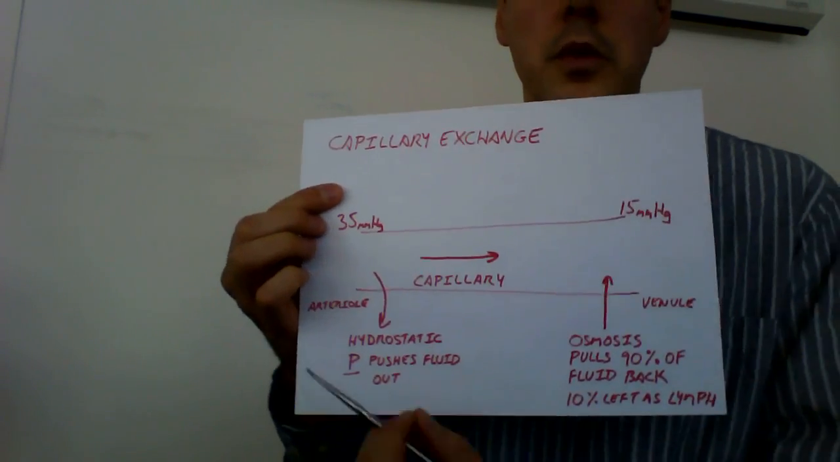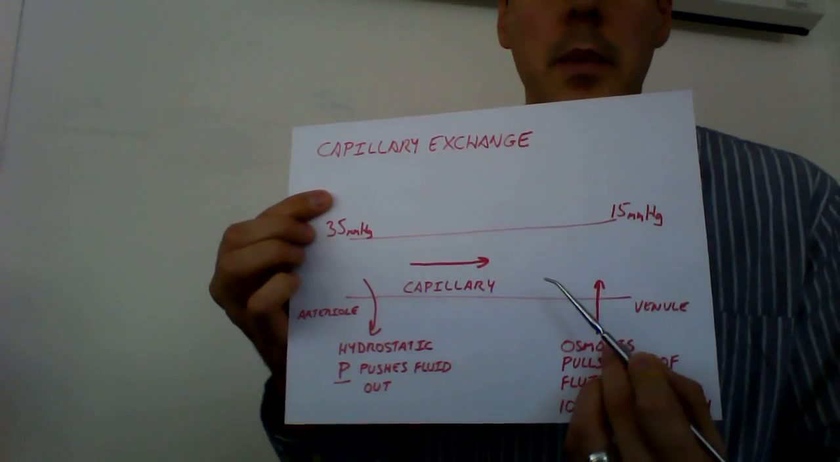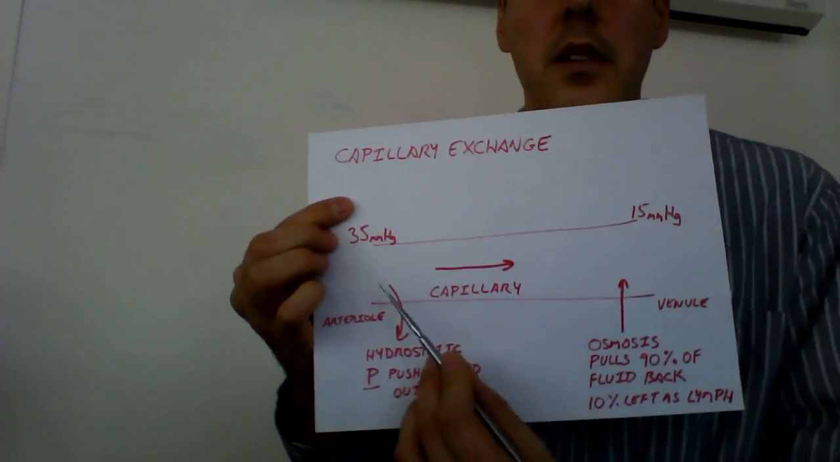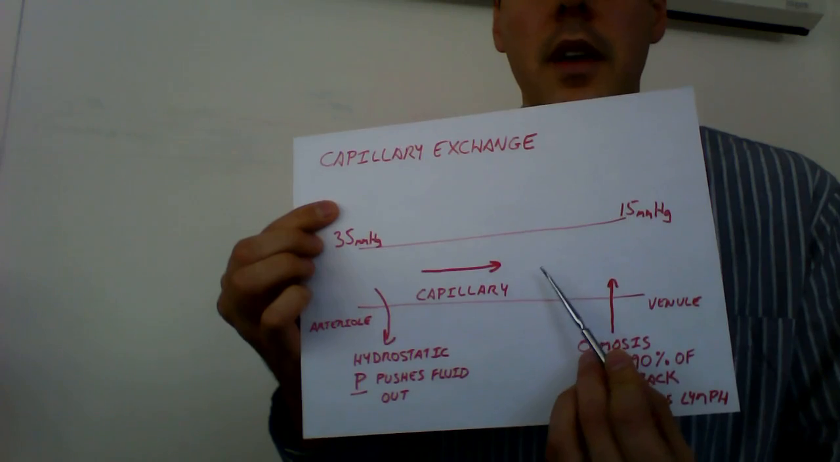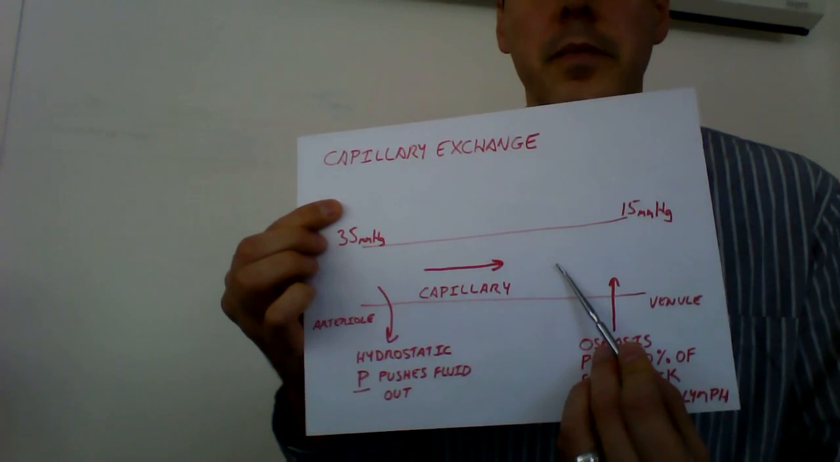Now as the fluid goes through the capillary bed, the pressure starts to drop. And as the pressure drops over here, now we have pulled the fluid out, and now we have dehydrated blood here.